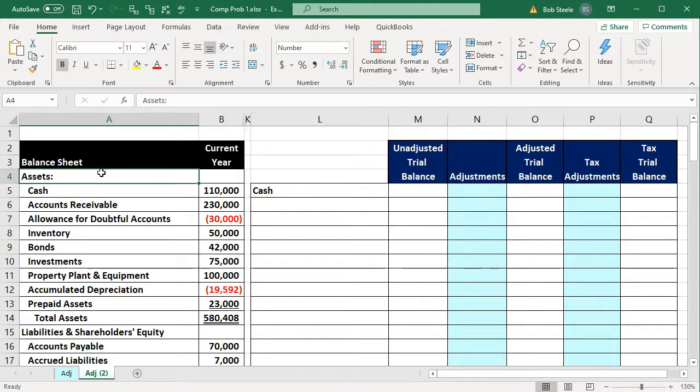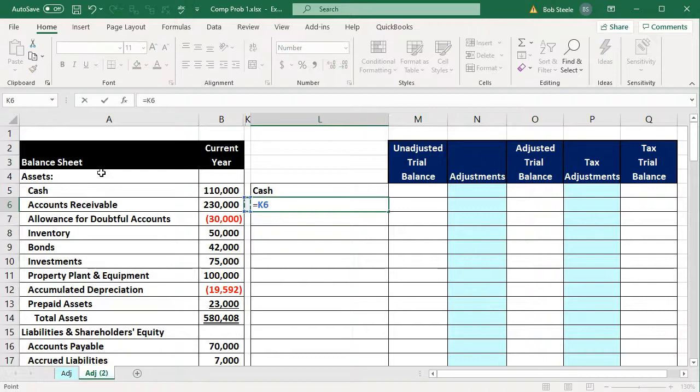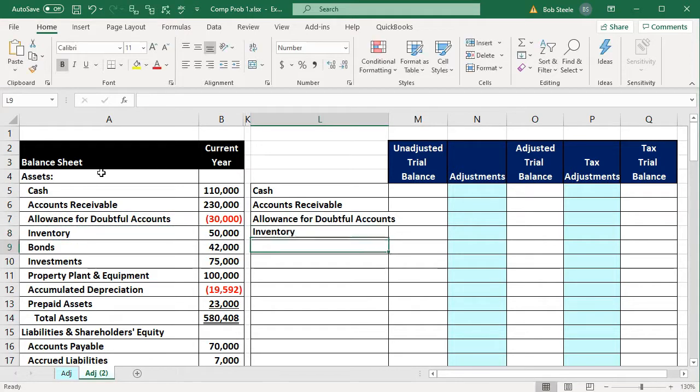So I don't need the subtitles. That's what we're pulling out to make it easier for us to enter transactions. So I'm just going to say, here's accounts receivable, here's the allowance, here's the inventory. And you could use autofill to do this, but I want to do it one at a time because I want to show that we're going to have to not pull over some things such as the subtotals.